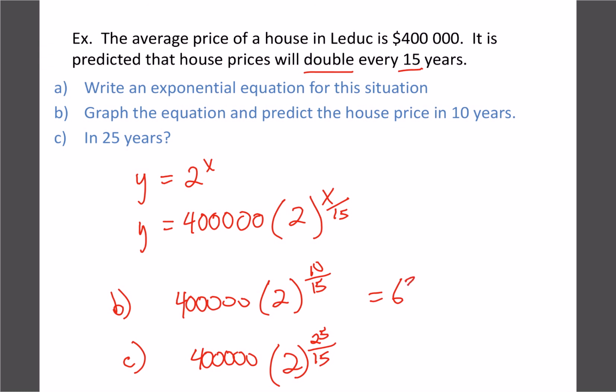house price of $634,960 approximately. And we can do the same thing again for 25 years, and that gives us an answer of 1.2 million. So 1,269,920. Okay, so 1.3 million almost. So those are the correct ways to work with that equation. And that's all.